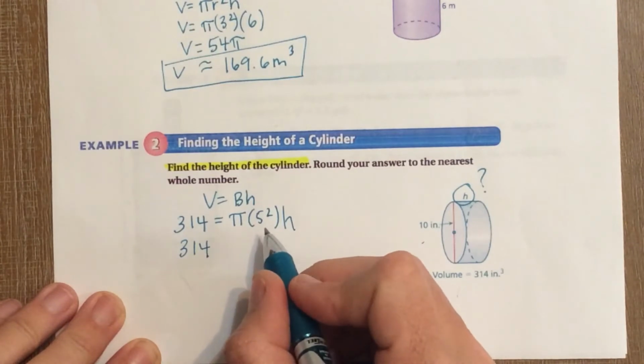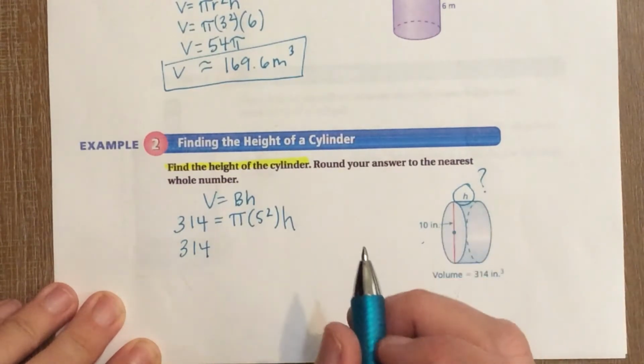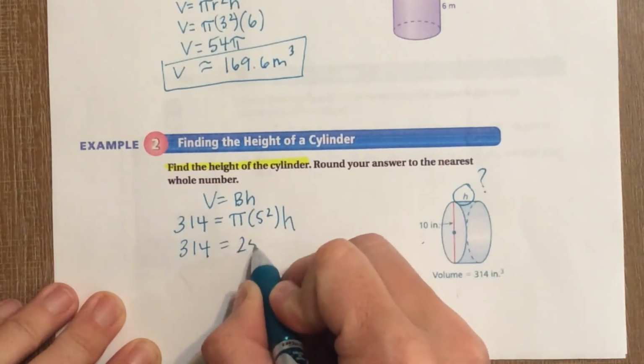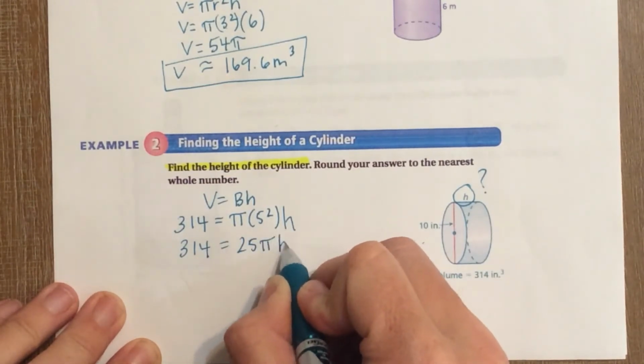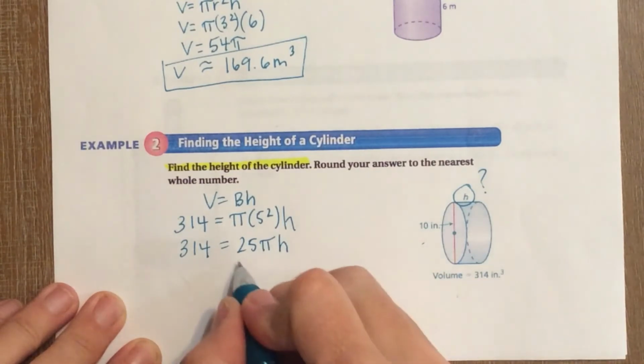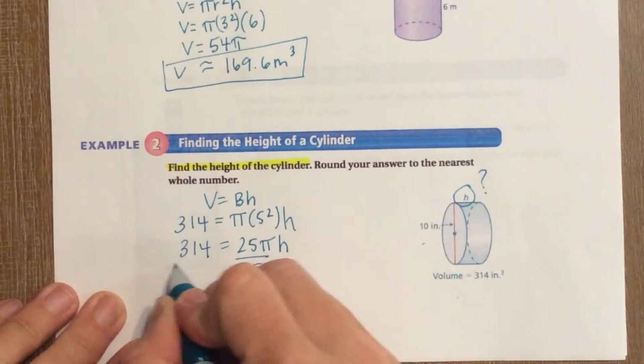So 314 equals 25 pi h. And then I'm going to divide both sides by 25 pi.